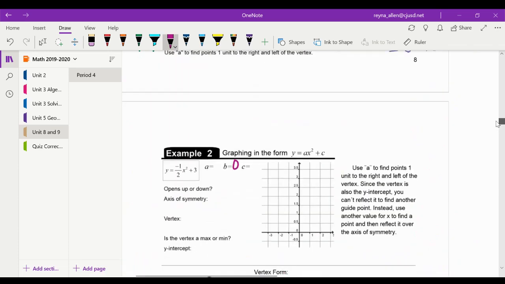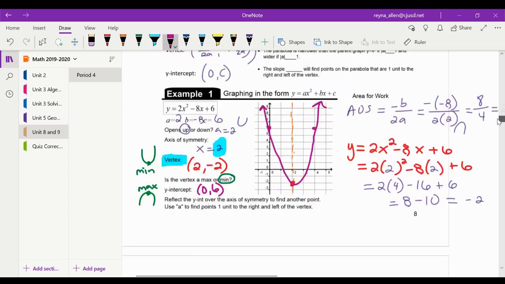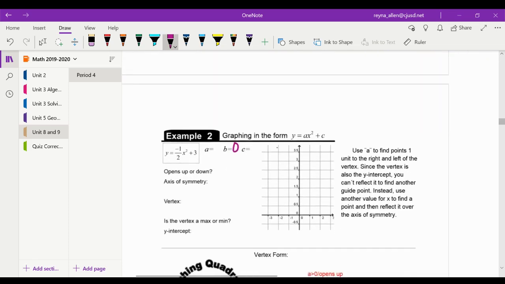Okay, and then there was one last problem. This is the technically new way of graphing. We're taking standard form and then graphing our parabola. So if I want to find my a, that is the number in front of x squared. So that is negative 1/2. The 3 is by itself, so that's my constant. Does this open up or down? It is going to open down since my a is negative.